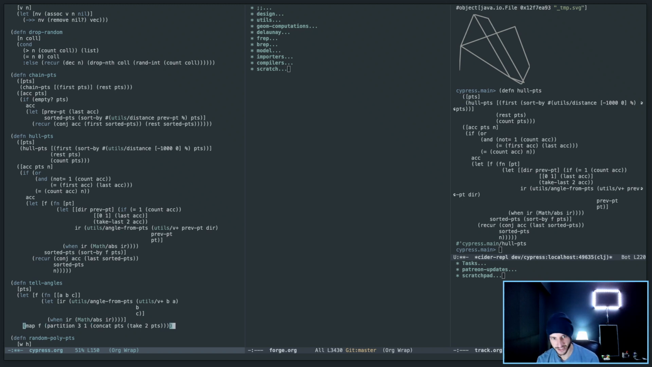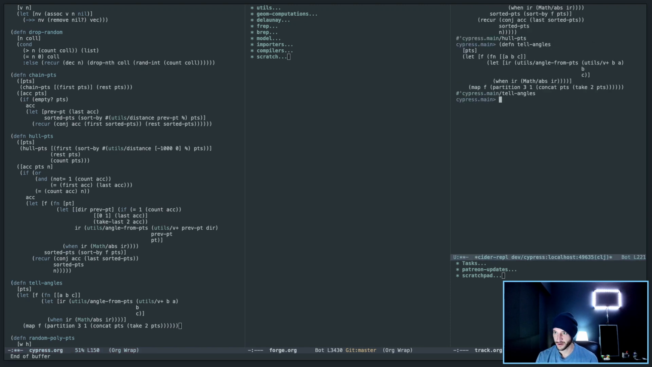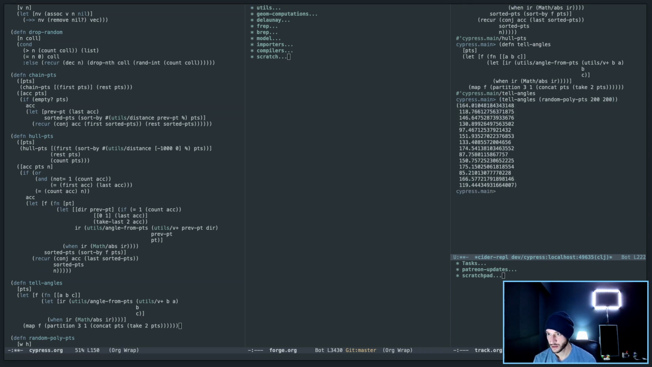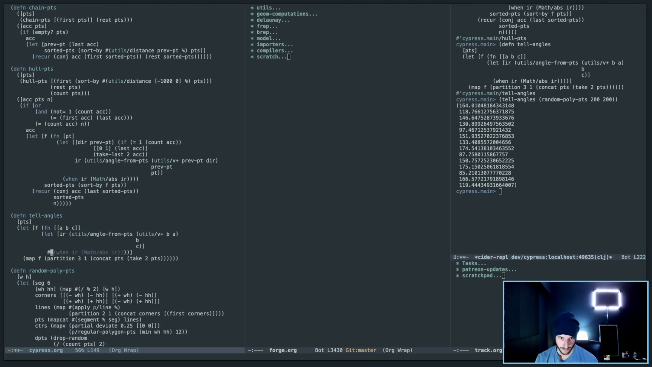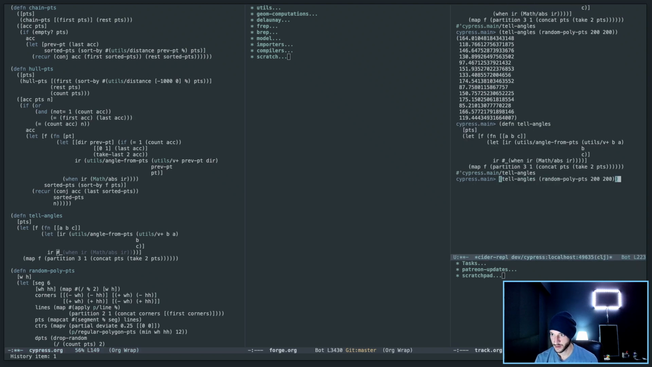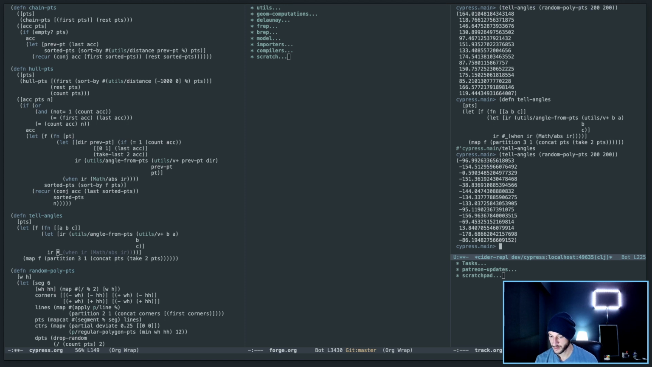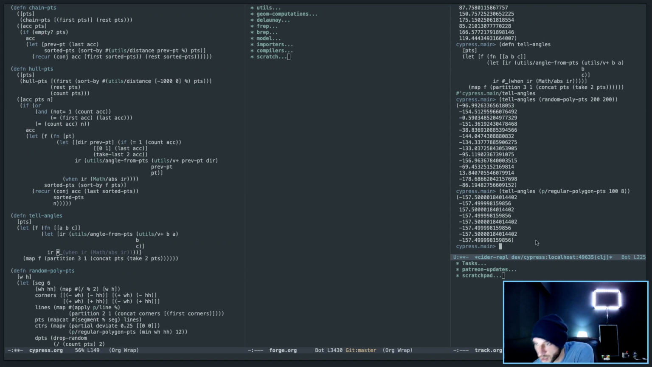I think that I'm doing this right. Let's find out. So if I do tell angles of random poly points, okay, it does give me angles, so that's good. Okay, let's now tell angles of, instead of a random poly, let's do p/regular polygon points, where the radius is 100 is fine, and then I want to do 8. They should all be the same angle. Okay, so everything is almost correct, except there's one positive angle here.